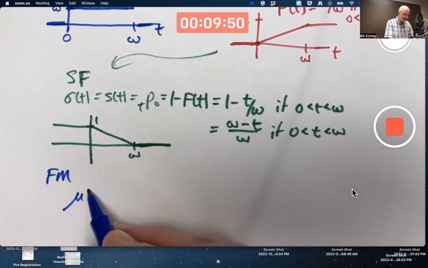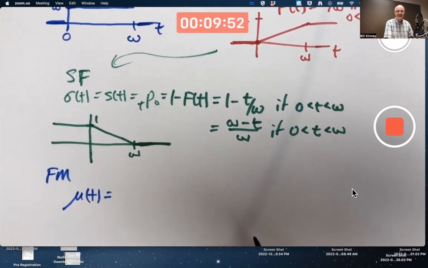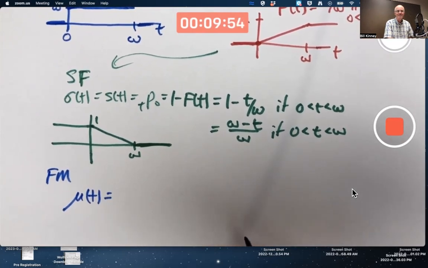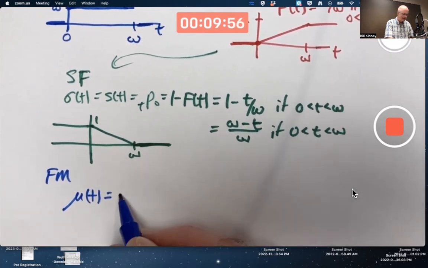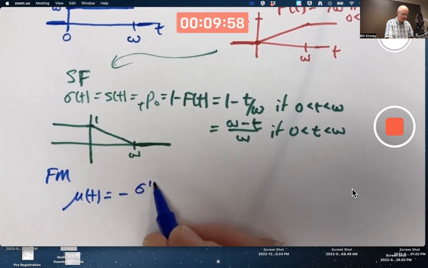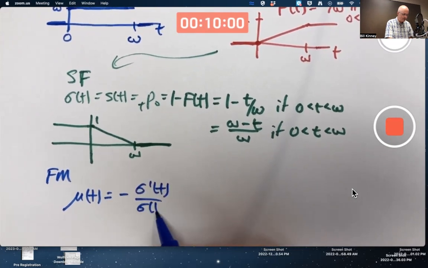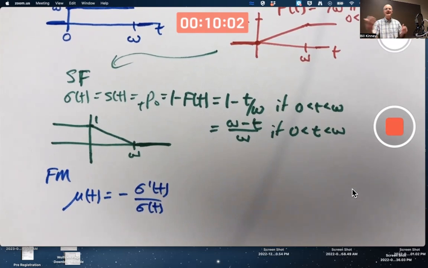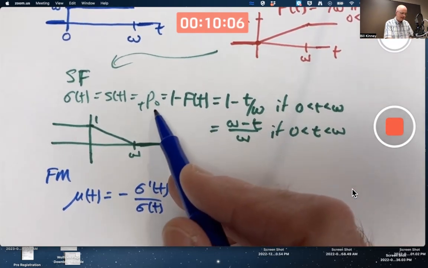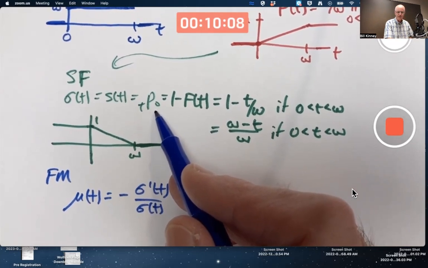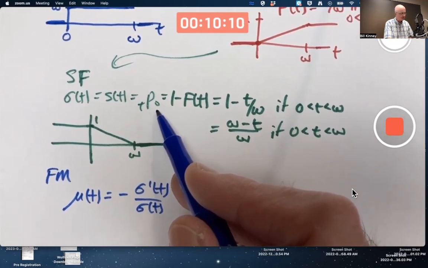FM, mu of t, not a mean. Yes, inconsistent notation. It's negative sigma prime of t over sigma of t. If I use the sigma notation, it would be negative s prime of t over s of t. If I use the s notation, it would be the negative derivative of this thing with respect to t over itself.